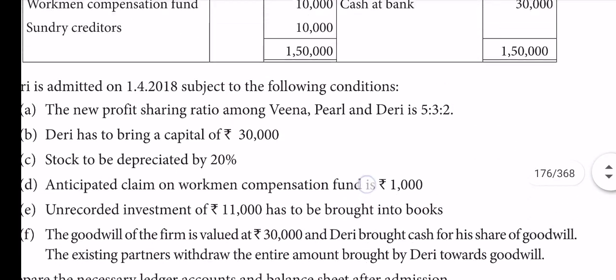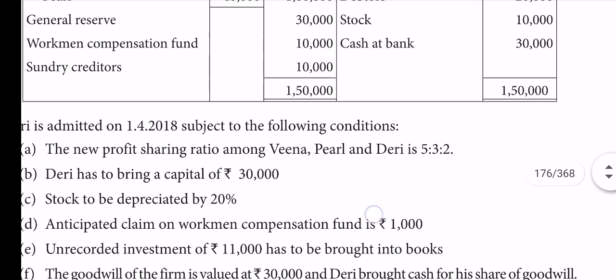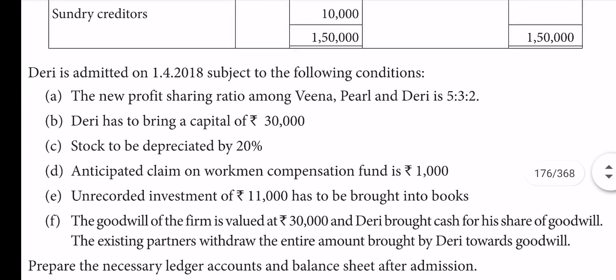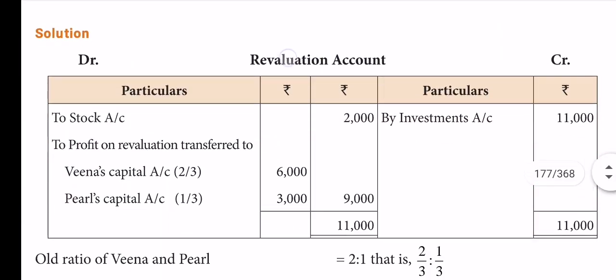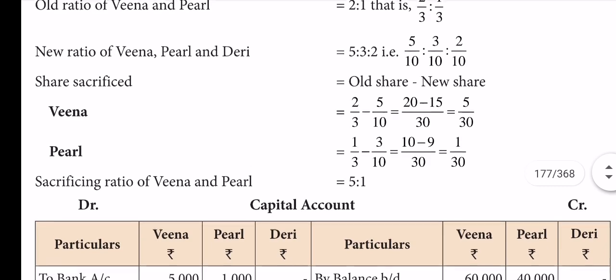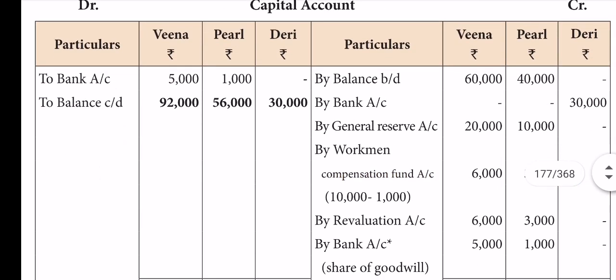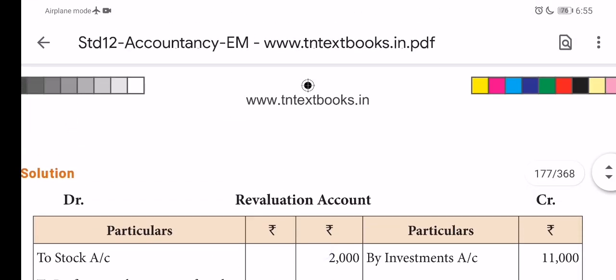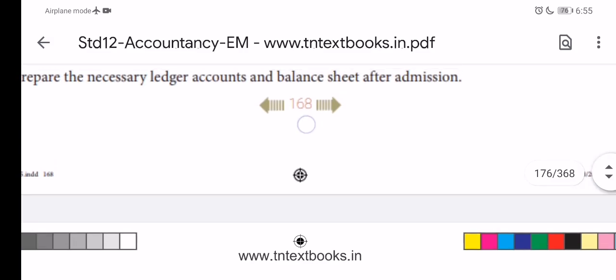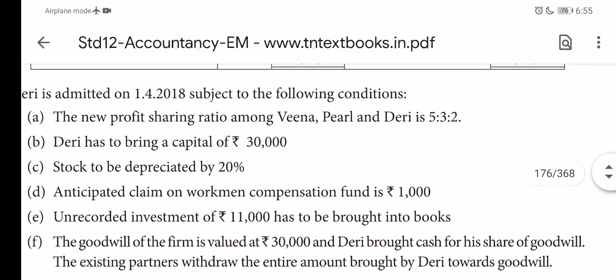What are the next items? Nothing, as I said. Then the revaluation result: we already opened the revaluation account. What we shared already, 6 and 3, by revaluation 9,000, the same 6 and 3, 9,000. Good. Next, what the new partner brought, 30,000.